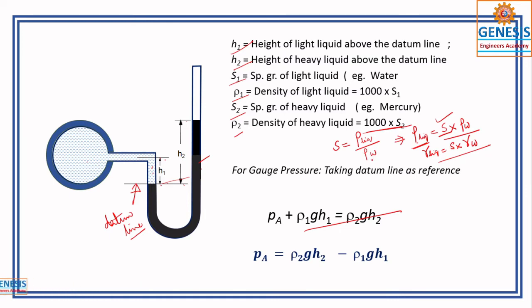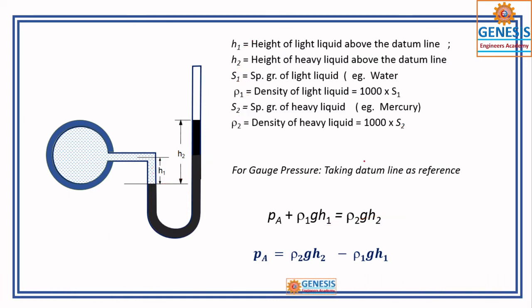Next, I will explain how to measure this. First thing you have to learn is to select the datum line, from where you can divide the different parts of the liquid column. As I said, this part is called the left limb and this part is called the right limb. So I will divide with this red marked line: this left side is the left limb, and this is the right limb.